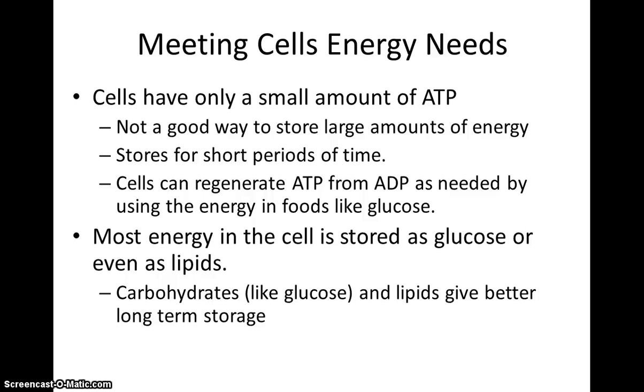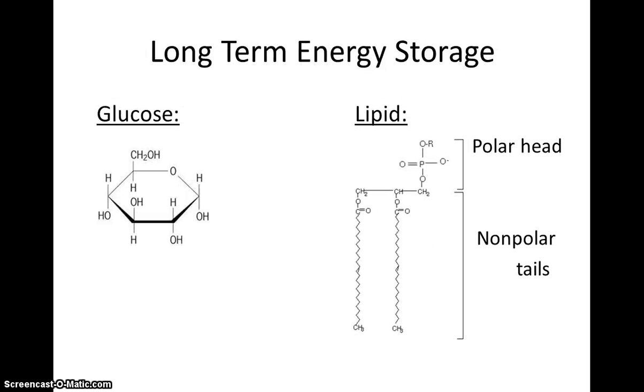Any excess energy that the cell has for long-term storage, and this is true for organisms as well, is going to be stored more in glucose, which is a sugar. We know that because it has OSE on the end. Or it's stored as lipids, which are fats. So our carbohydrates and our lipids are going to be much better options for long-term storage. Again, ATP is really only good for short-term, but we can always regenerate it. So it's a great tool to use in the cell.